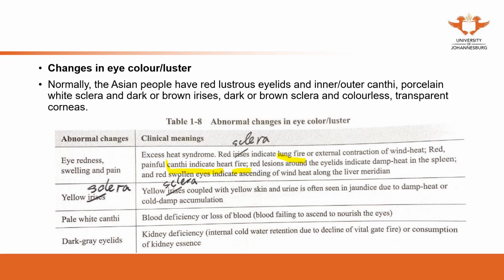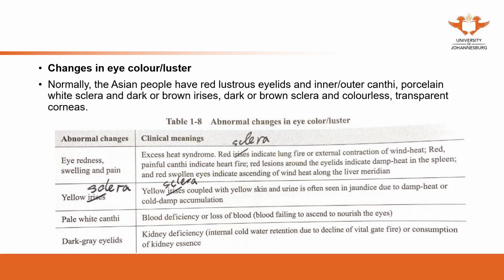And how do you see the eyelid? You can just pull your eyelid slightly downwards and see the inside of the eyelid. That can indicate the spleen. Pale or white can indicate blood deficiency or loss of blood. This you can also see from the inner part of the eyelid.